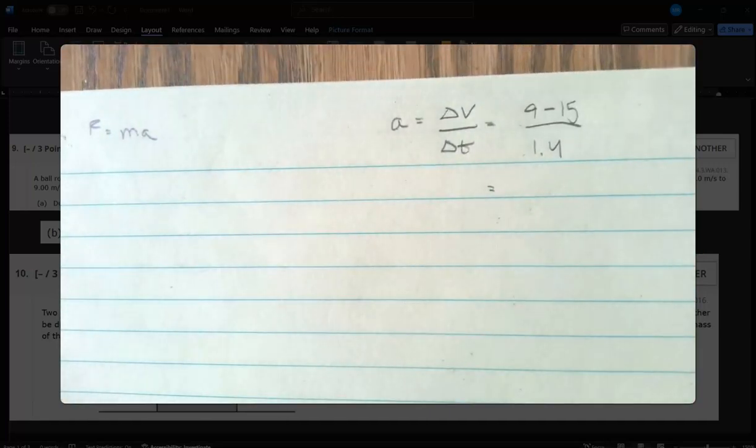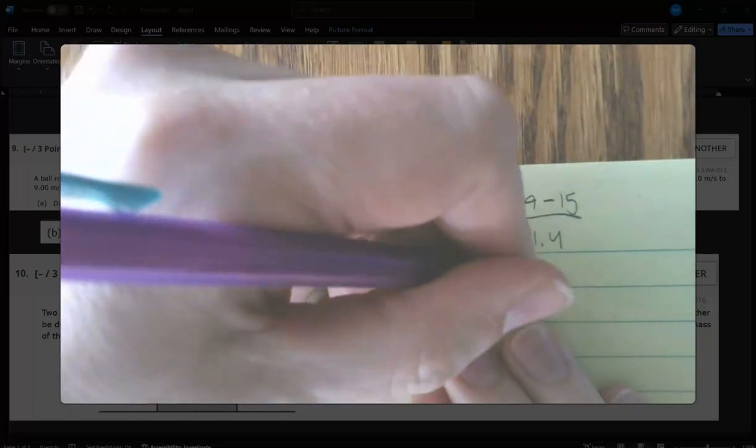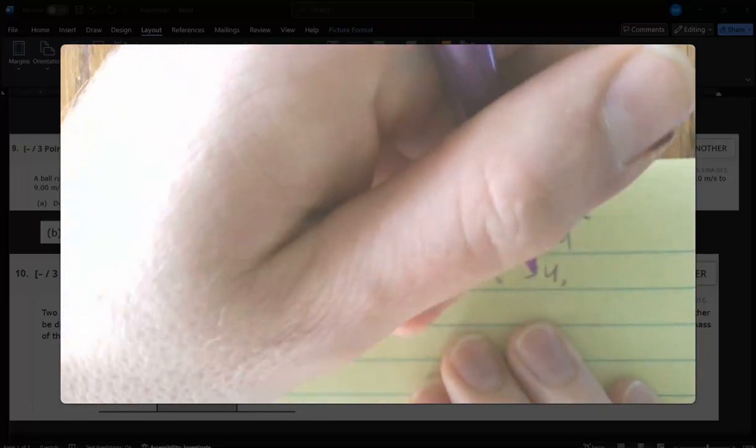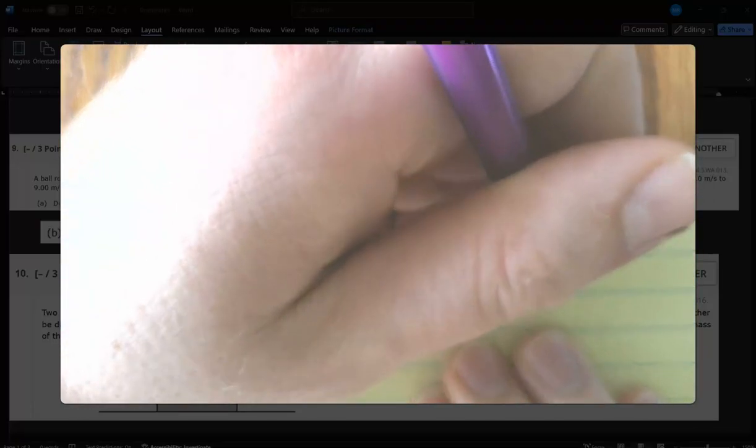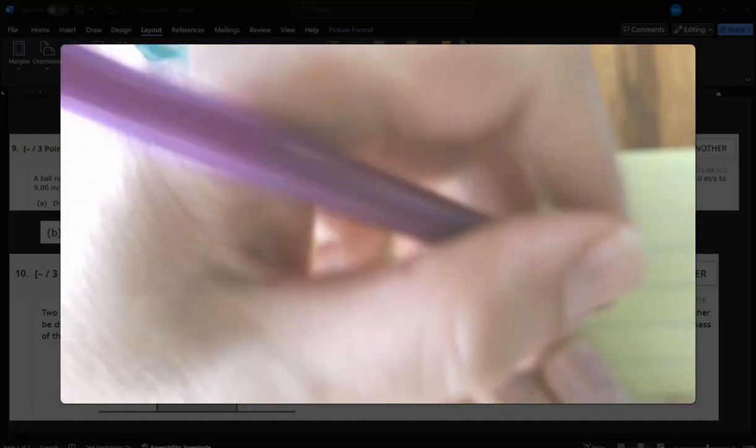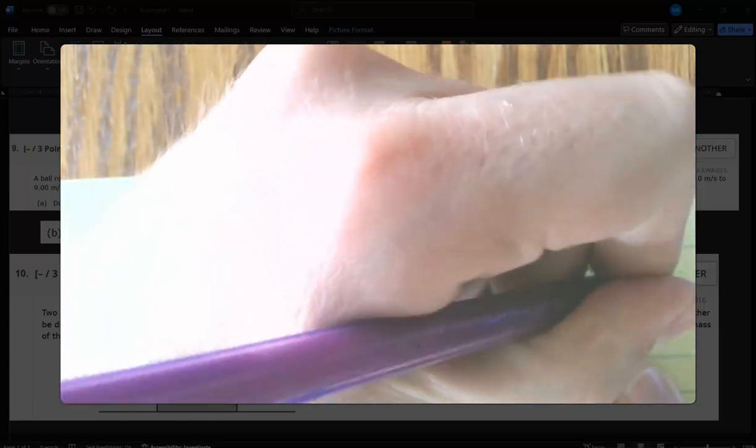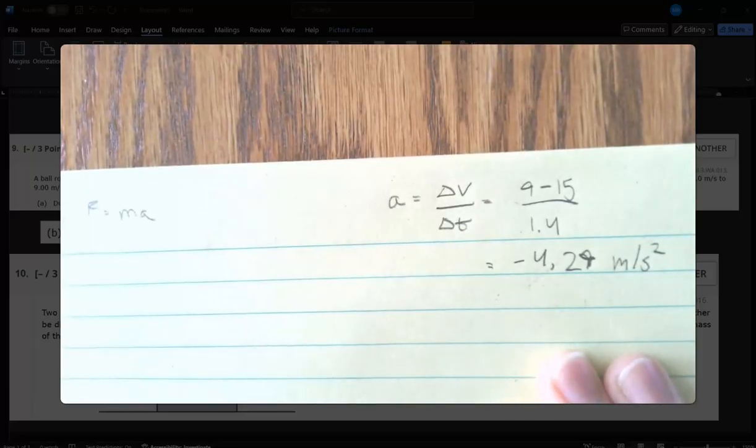All right. So if you take 9 minus 15, we get negative 6 divided by 1.4. We end up with something around negative 4.28. I'll probably round to 2 decimal places here, so 4.29 it looks like. And this is in meters per second squared. It's negative because we're slowing down.